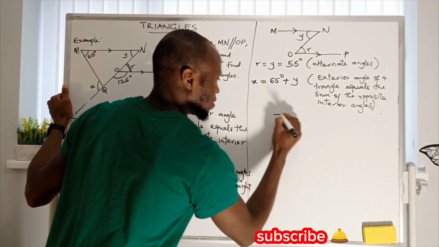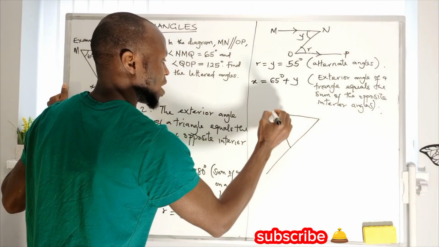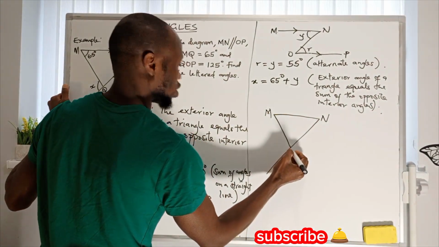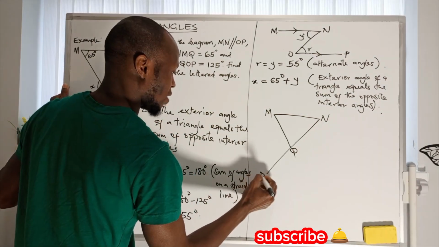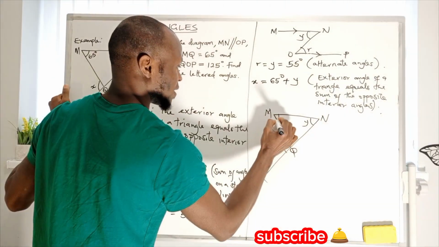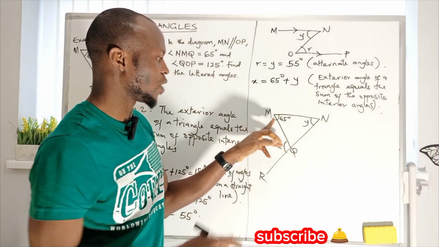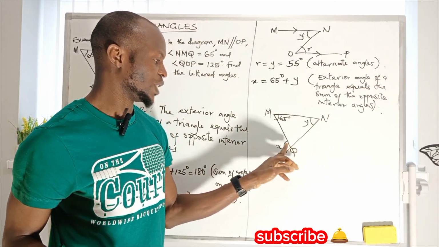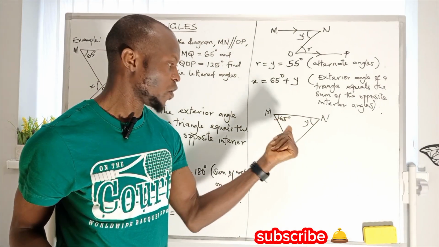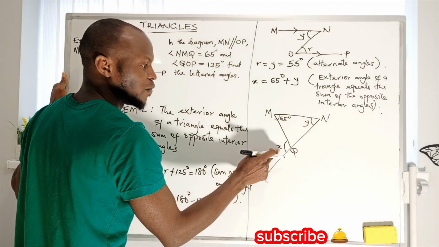Let me draw it out. Check this. We have M, we have N, this place is Q, this place is R, and this is my X, this is my Y, this is my 65 degrees. This is an exterior angle of this triangle MNQ. So this exterior angle will be equivalent to the sum of these two opposite interior angles of that triangle. So if I add these two angles together, it will be equivalent to this.